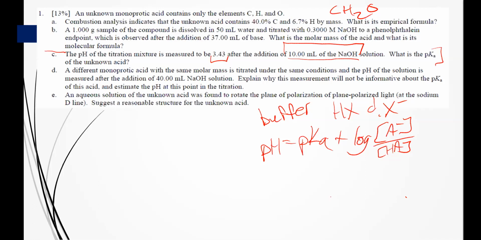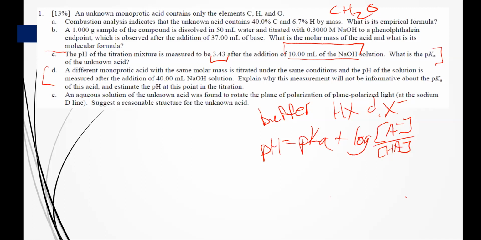Before that, you're going to have your buffers. And before that, you're starting off with just your starting material for your pH. After the equivalence point, you're just using your strong acid or your strong base to determine your pH. And we'll get into that in this next section.